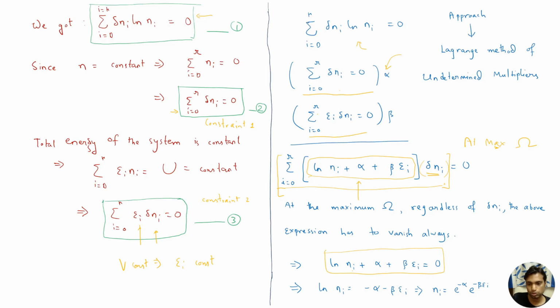Now we're doing a sort of rearrangement. So ln ni is equal to, we're taking this to the right hand side, and since this is a logarithm, we are putting it all in the exponent. So ni turns out to be e to the power minus alpha, e to the power minus beta epsilon i. So we now have a relation between ni and ei: ni number of particles are in the ei energy level. But we still have to determine what e to the power minus alpha is and what this beta is, the two Lagrange multipliers.